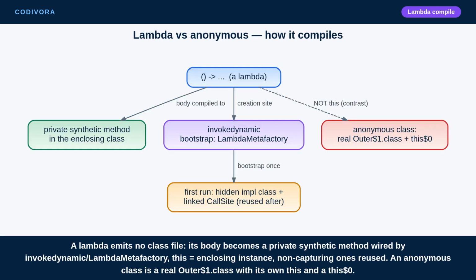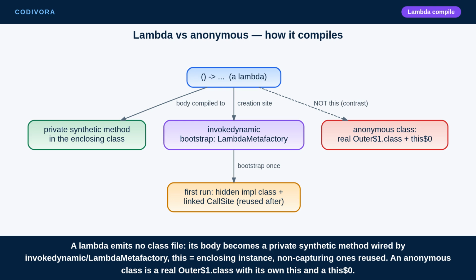One more deep contrast interviewers love. A lambda is not just sugar for an anonymous class. An anonymous class is a real class. The compiler emits a separate file, Outer$1.class. It carries this$0 to the enclosing instance, and this refers to the anonymous object itself.